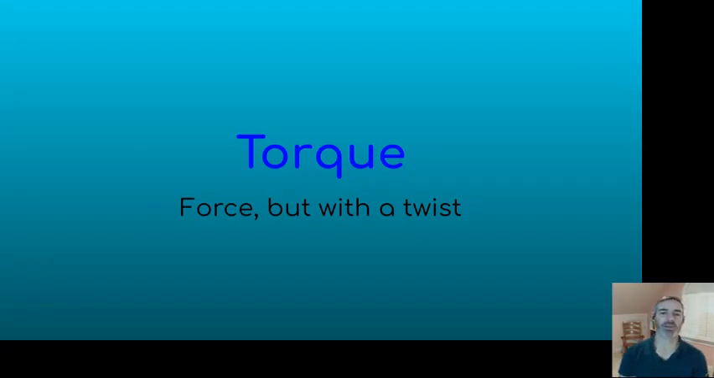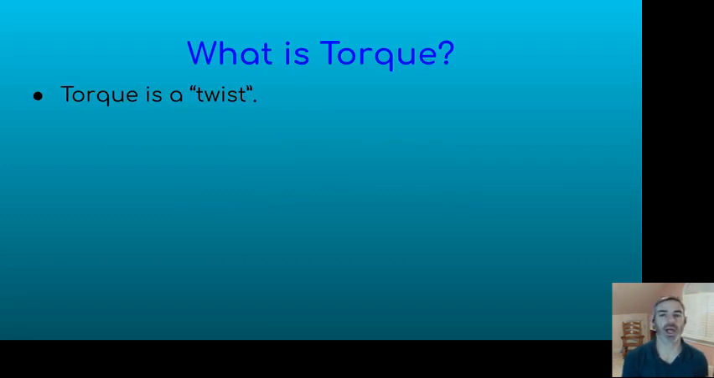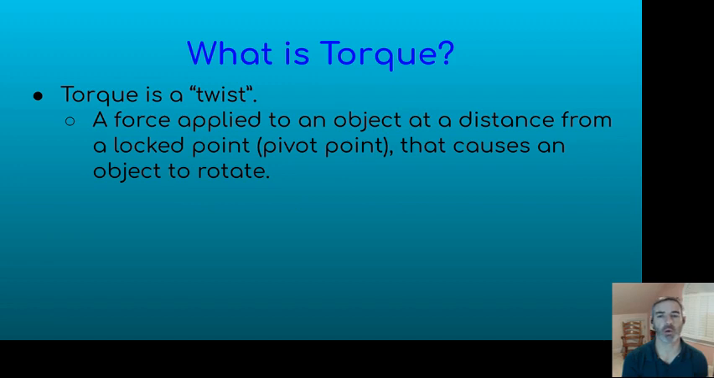All right, so today we're going to talk about torque, which is actually a force with a twist. We have a force that is applied to an object at a distance from a locked point, which we call a pivot point, and that causes the object to rotate or twist. So we have an object which is locked in at the pivot point as seen here. If we apply a force at some distance away from that pivot point, then this object is going to twist or rotate.